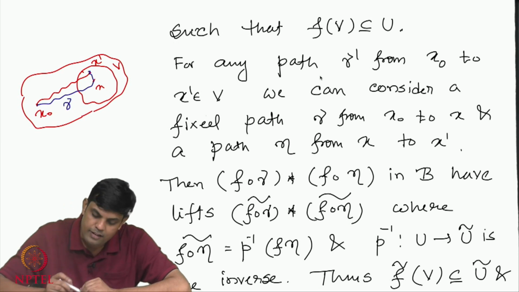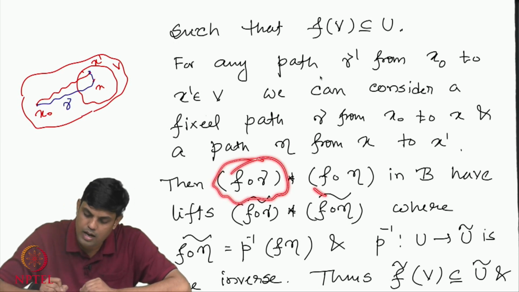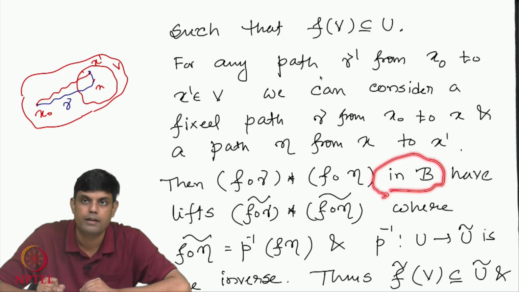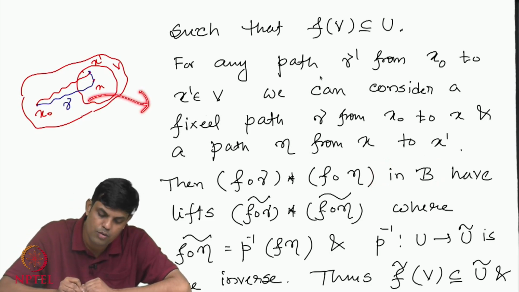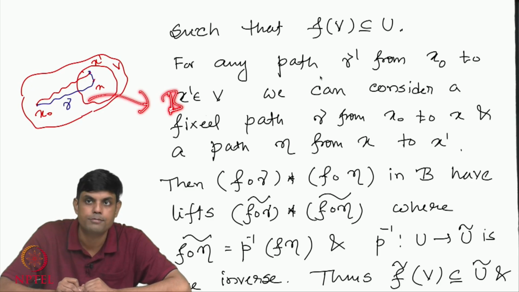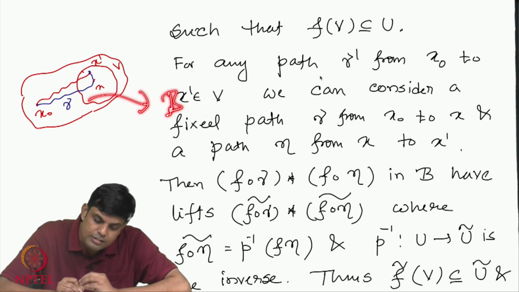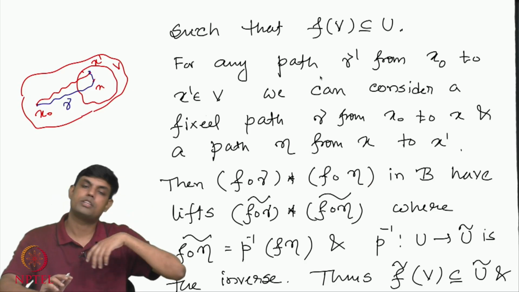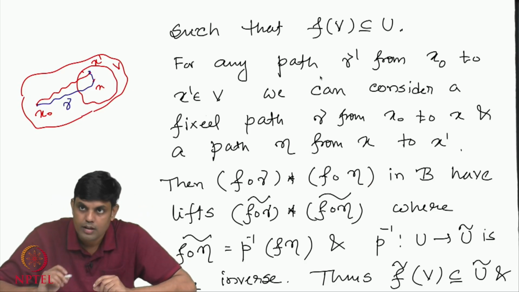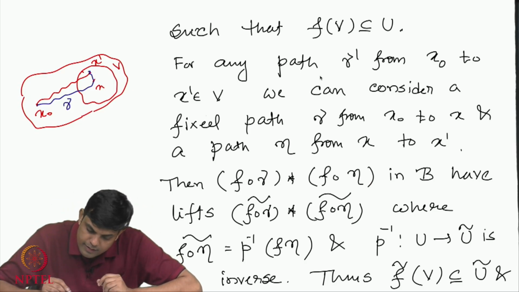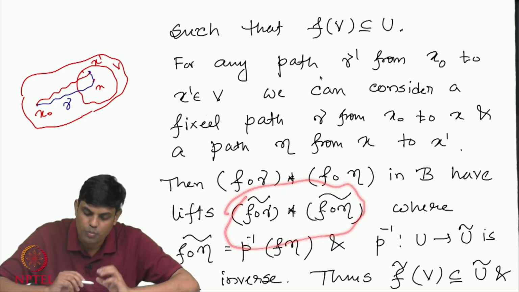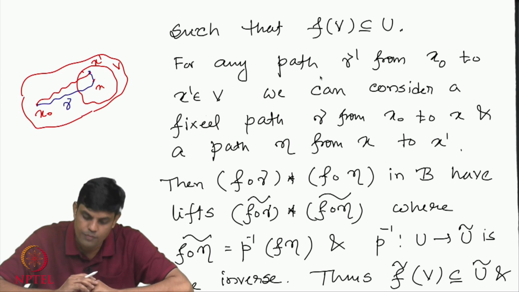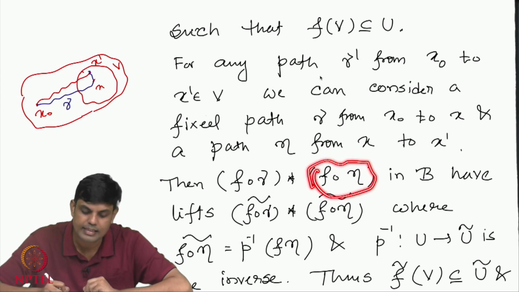Okay. So then F compose gamma star F compose eta is in B. This is a path in B, and therefore this path lifts. So every path has a lifting. Now if I look at the lifting of this path, what I will have is the following. If I start at E0, I am starting the unique lift at E0. So this path lies entirely inside U.